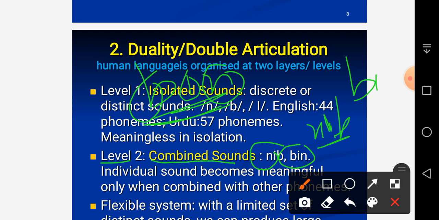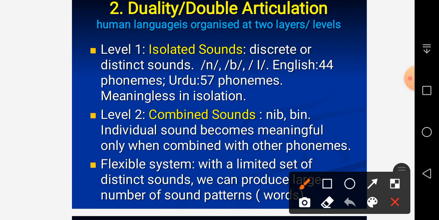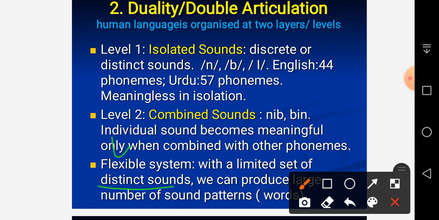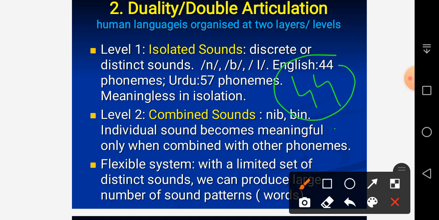In contrast, let me first read this bullet: an individual sound becomes meaningful only when combined with other phonemes. So the human communication system uses symbols which are flexible, with a limited set of distinct sounds, like 44. Our Urdu sounds, they are 57, a limited set. What do we do? We can produce a large number of sound patterns, that is, words. You can say the whole English language has been built using these 44 phonemes. And we have hundreds of thousands and billions of English words. And so goes with Urdu as well.